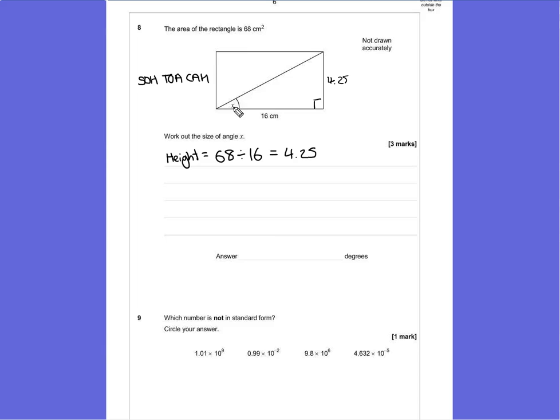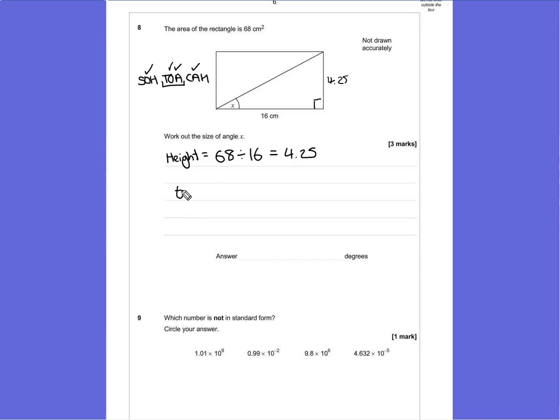Well, we're trying to work out angle X, so we know this side adjacent to it, the side right next to the X. We also now know the opposite side because this is directly across from the angle. Because we want an angle, it looks like we're going to be using TOA or tan.